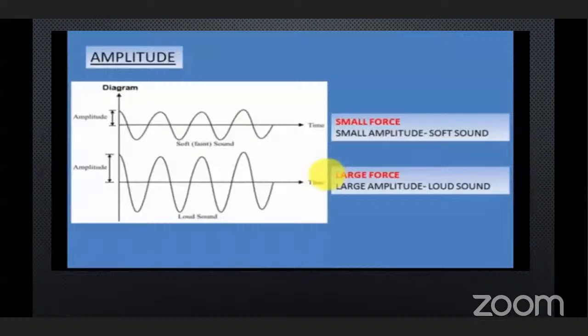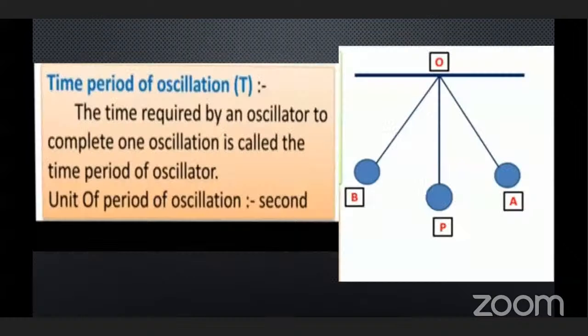Everyone? Amplitude means the maximum distance covered by an object in one oscillation. Okay? Now, next one.